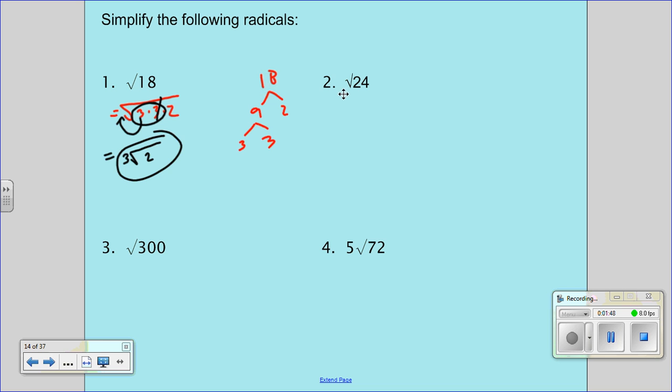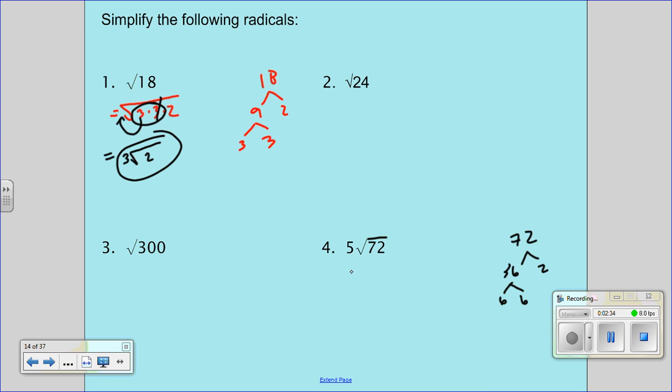I'll let you do number 2 for yourself, as well as number 3. Jump down to number 4. So 72 is the only thing under the square root sign. So let's factor 72. So I know 2 goes into 72, but I also know that it would be 36. 2 and 36. So now I would have to break apart 36 into its factors. I know that 36 is 6 times 6.